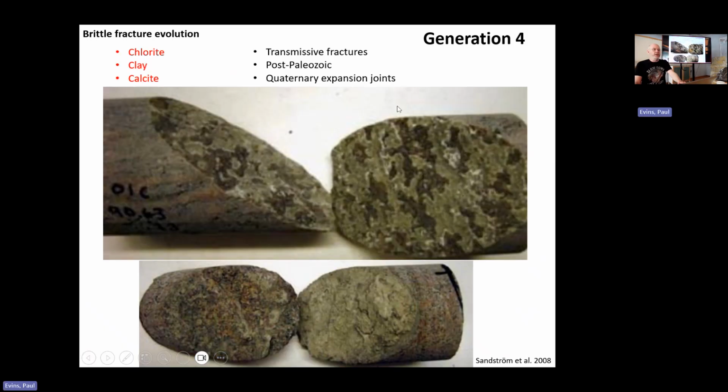And then the final generation here is probably post-Paleozoic and possibly even Quaternary-related expansion joints. A very common fracture surface you'll see has chlorite and calcite. This white cloudy stuff is calcite. The green here is chlorite. And then you can even get clay along the fractures. There's a clay-filled fracture here. These fractures are often quite transmissive, so there's a lot of water in them.